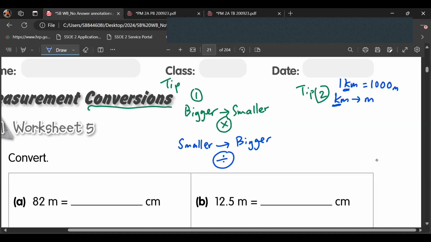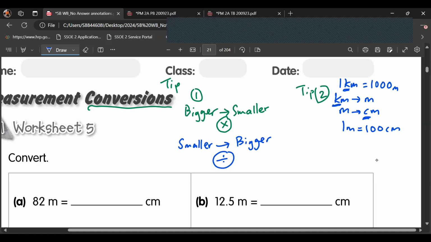So for length, the other one is from meters to centimeters. Centimeters comes from a root word. Taishan, what do you think centi comes from? It comes from the word century. How long is a century? 100 years. That's how you remember. 1 meter is 100 centimeters.